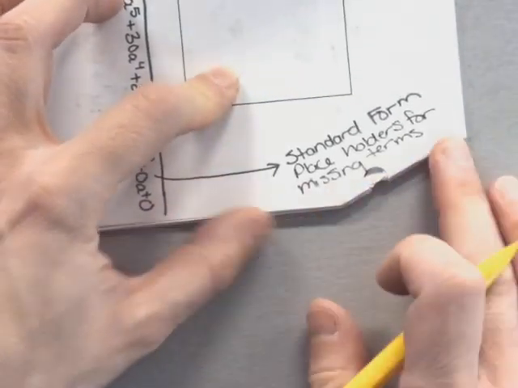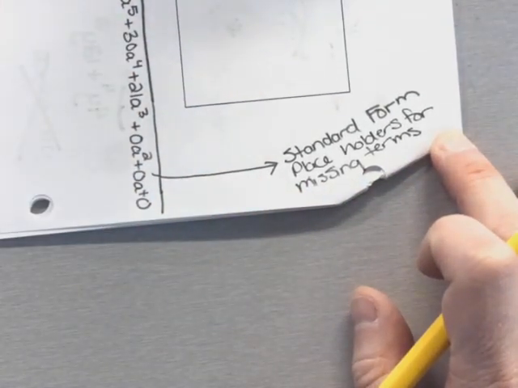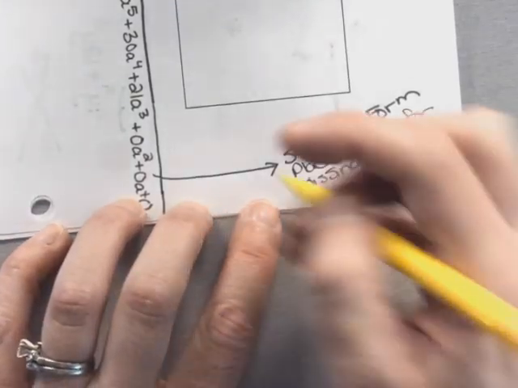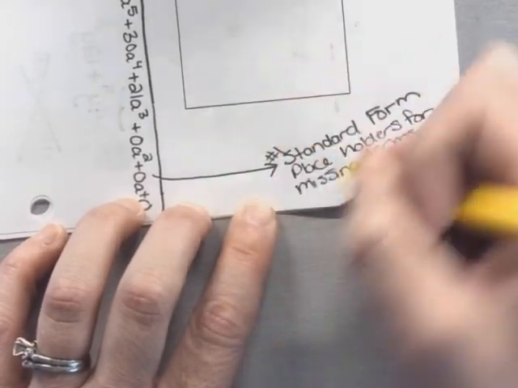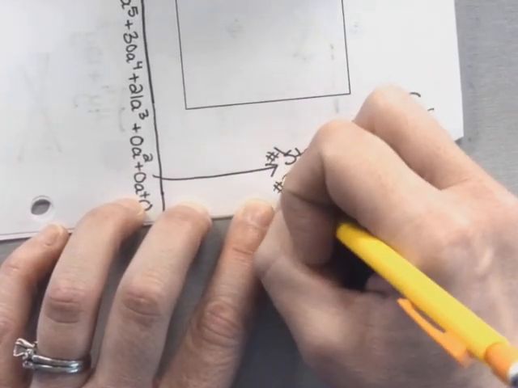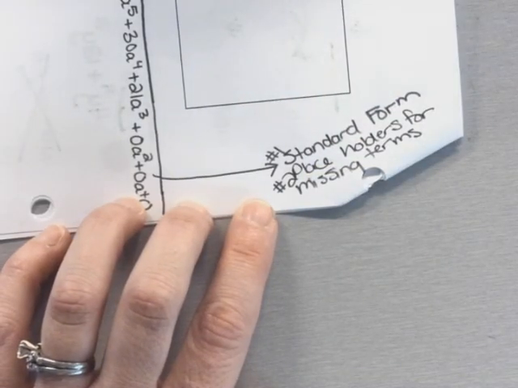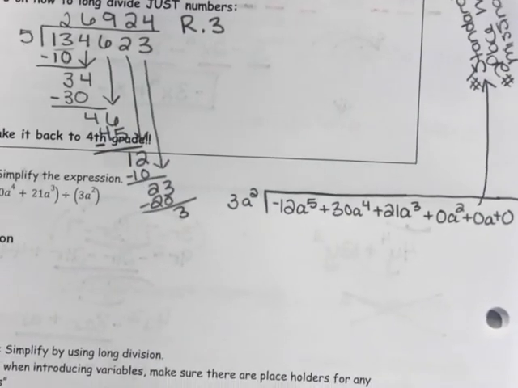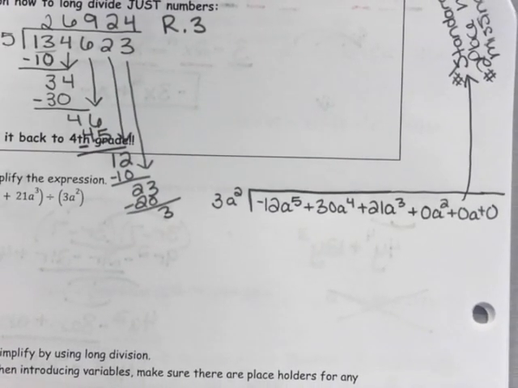Okay, so those are the two things that we've got to have before we get started. Standard form is thing number one. Placeholders for missing terms is thing number two. All right, so we're going to play the same game that we did a minute ago.